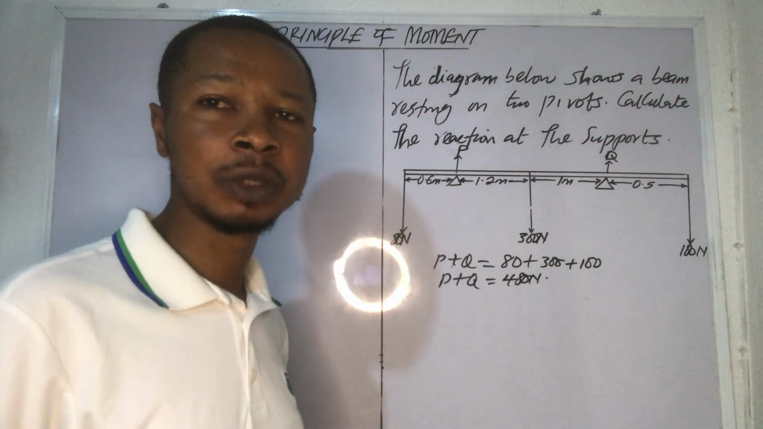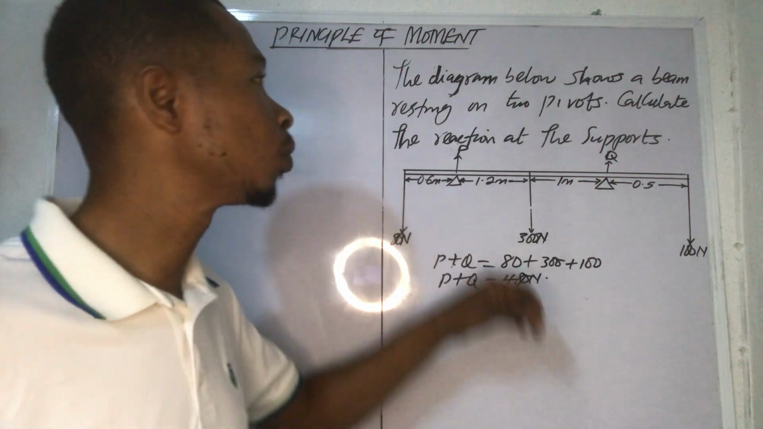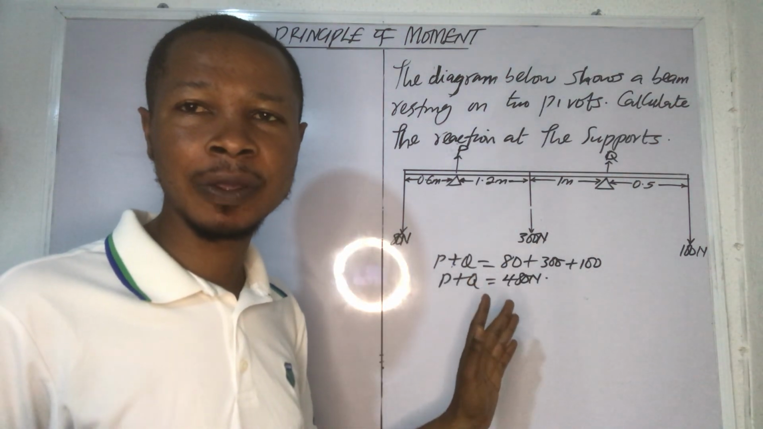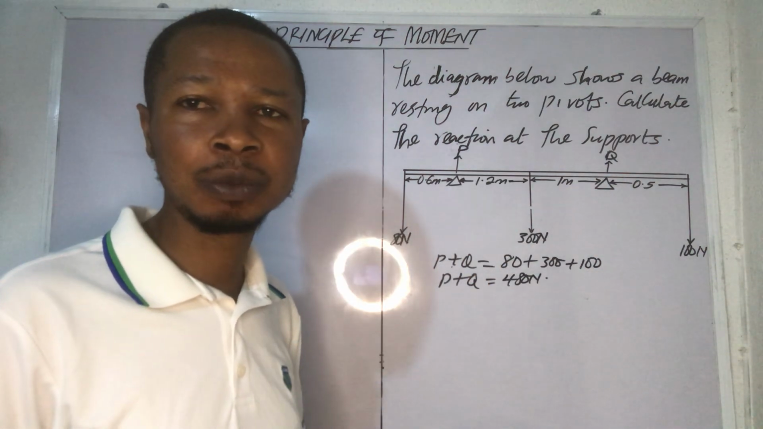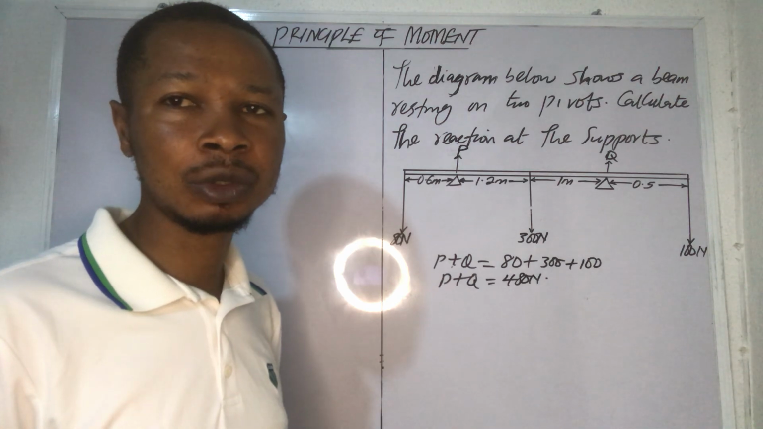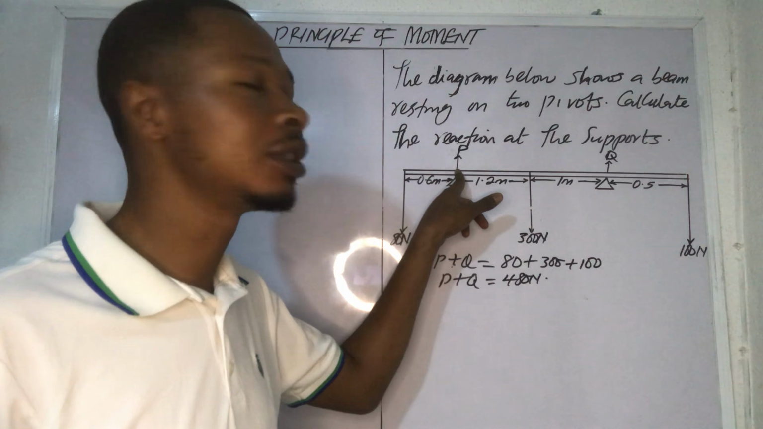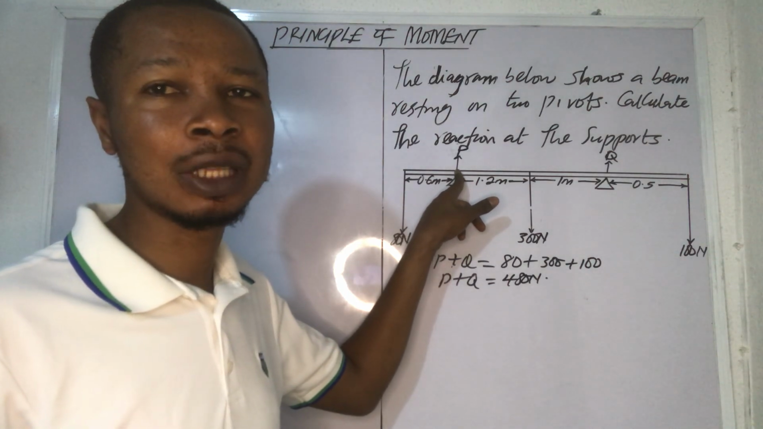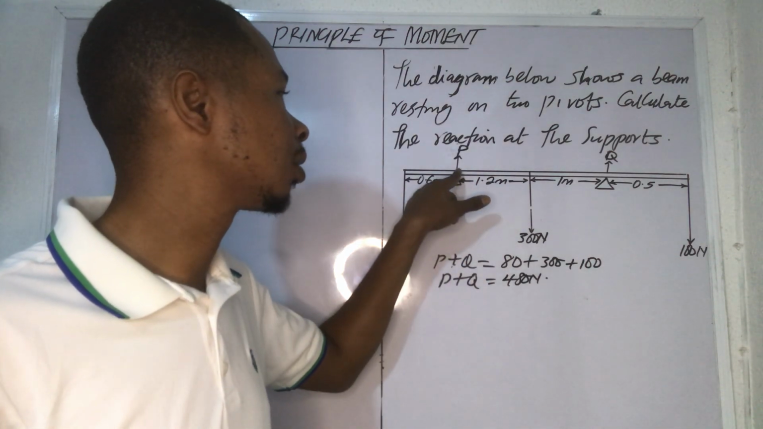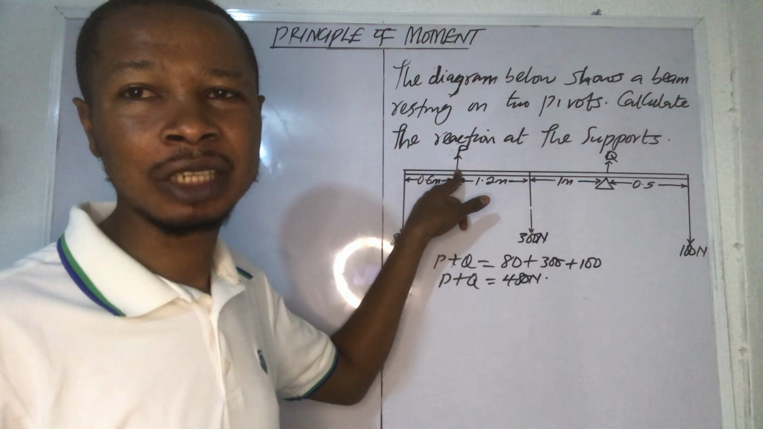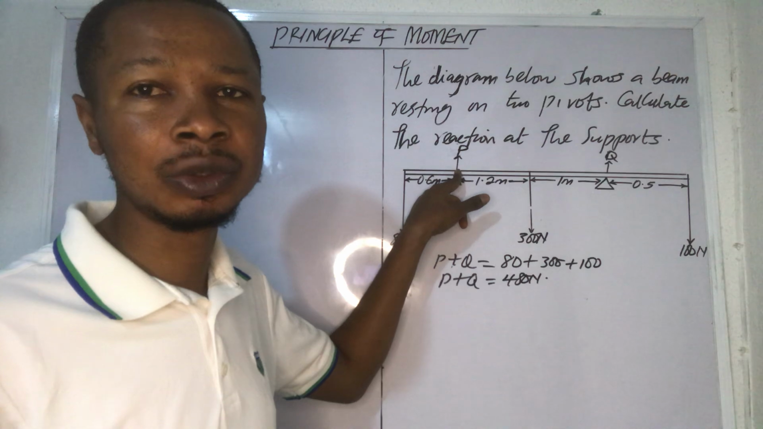You have used one of the principles. Then the second principle that you can use is taking moment about point P or Q. You can use any of the points. You are at liberty to use any of the pivots that you want to use. Now in this example, I'm taking moment about point Q. If I'm taking moment about point Q, it means that the reaction at Q will be equal to 0.